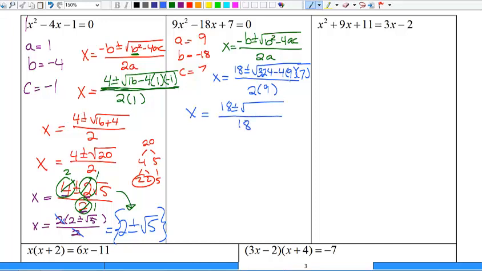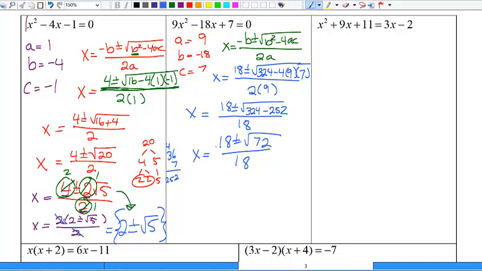So 4 times 9 is 36, and 36 times 7, I don't know what that is. 72, 252. Okay, so I have 324 minus, because there's one negative, times 2 more positives, that's still a negative, 252. So 324 minus 252 is 72. And now I've done the arithmetic under the radical.